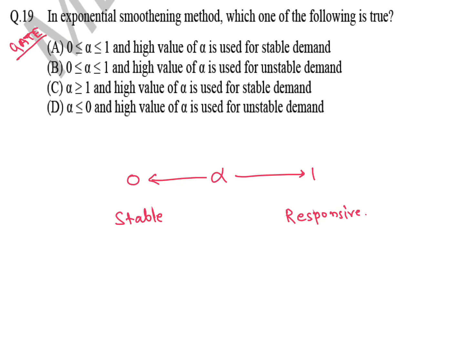Alpha greater than 1, C is not possible, D also not possible. So from options A and B you have to check. It's in between 0 to 1, and high value of alpha is used for stable demand. But high value of alpha is for responsive demand, this side. So A is also not possible. Then B you have to check. Alpha is in between 0 to 1 and high value of alpha is used for unstable demand. So out of the options, B is the most favorable answer.